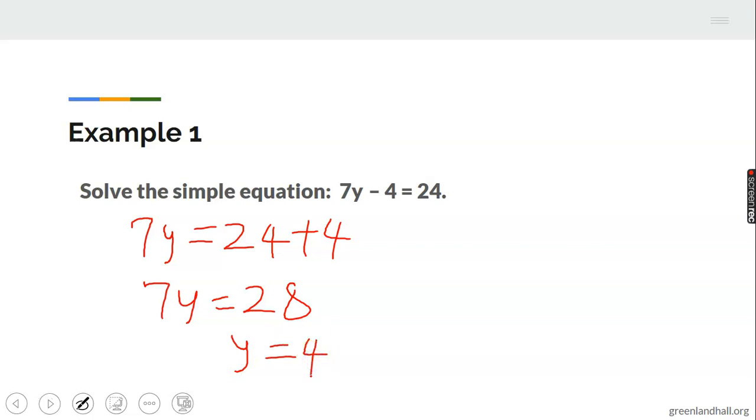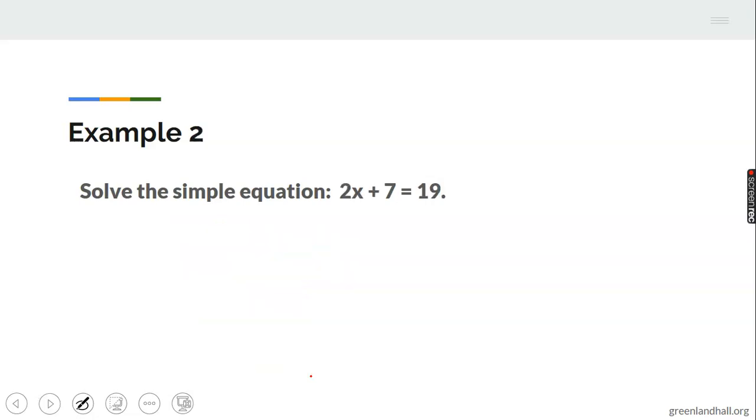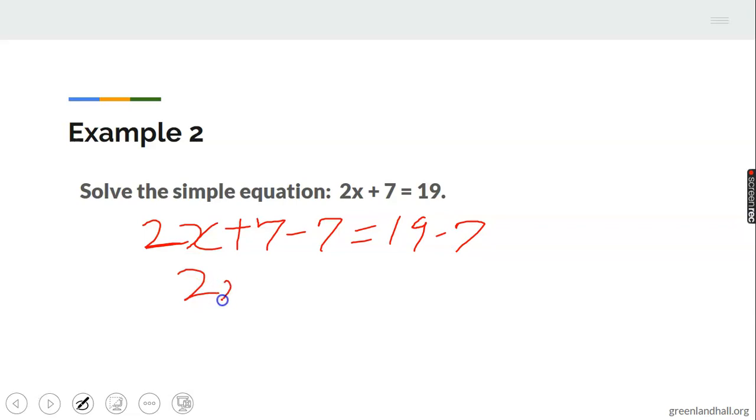Or, the way we used to do, add 4 to both sides. So when you add 4 to both sides, this becomes 0, that will be minus 4 plus 4, then equals 24 plus 4. That's all. Now the next one, 2x plus 7 equals 19. Same thing. Subtract 7 from both sides. Plus 7 minus 7 equals 19 minus 7. That is 2x equals 12. x equals 6.